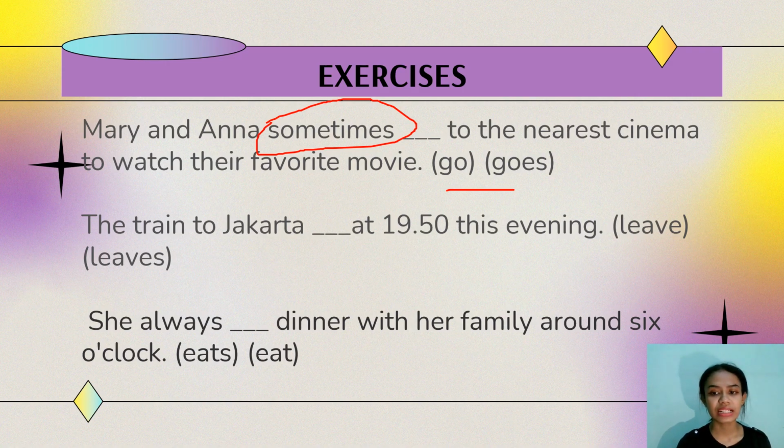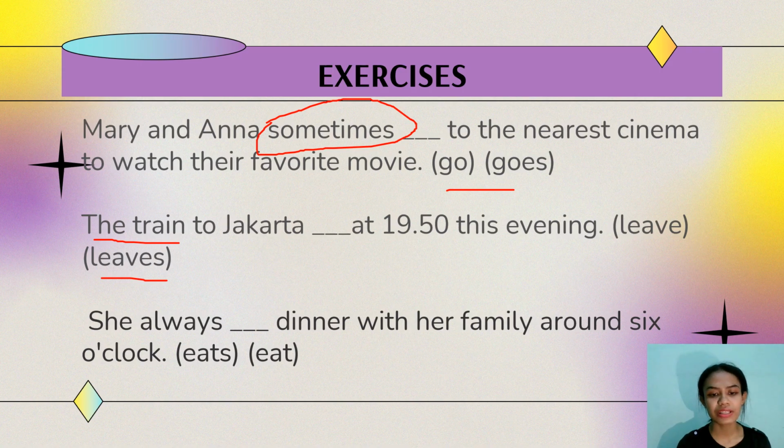The second: the train to Jakarta blank at 19:50 this evening. The answer options are live and lives. And the answer is lives. Why lives? Because the subject in the sentence is the train, which is singular, so it uses a verb with the addition of s.